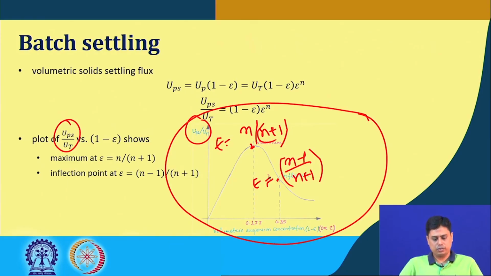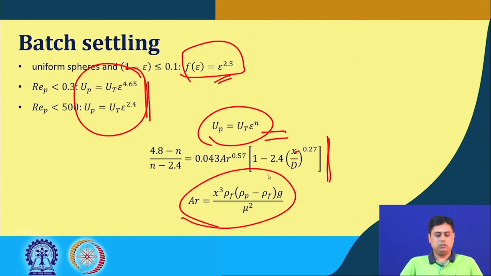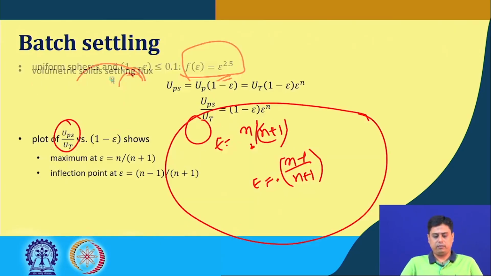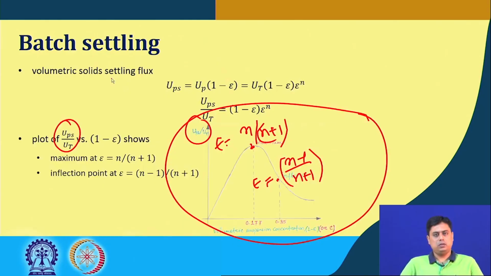In case of Stokes law region, we know what is that factor, that n, what is n. In case of Stokes law region, n is 4.65. So, for Stokes law region, this value, remember this is 1 minus epsilon, becomes 1.77, and here we get 0.353 something.